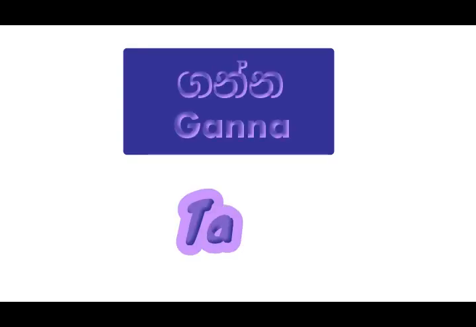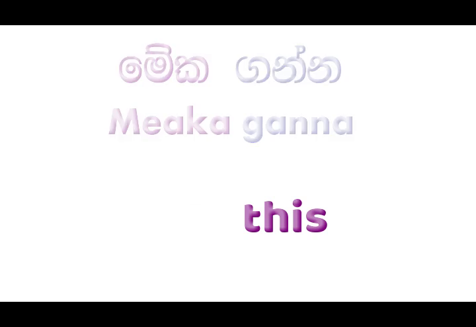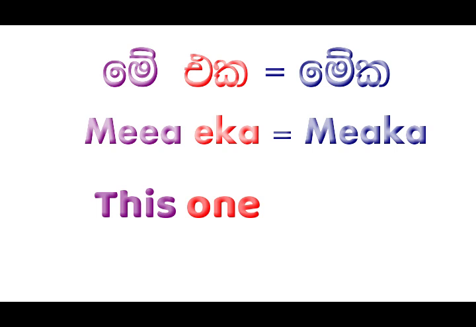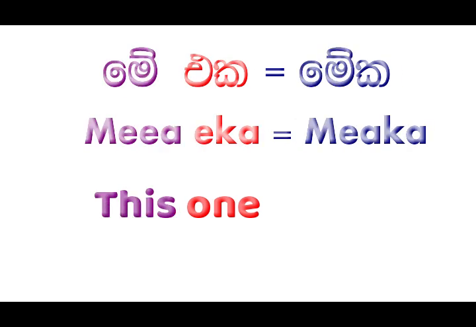Next word, ganna, meaning take. Meka ganna, meka means this. So, meka ganna means take this. Meka is a combination of two words. Me means this, eka means one, so it means this one. It's same as araka. Ara, eka, araka. That one. Me, eka, meka. This one.